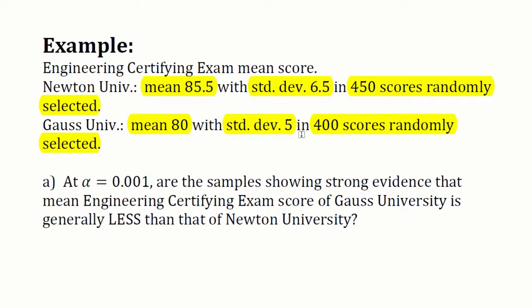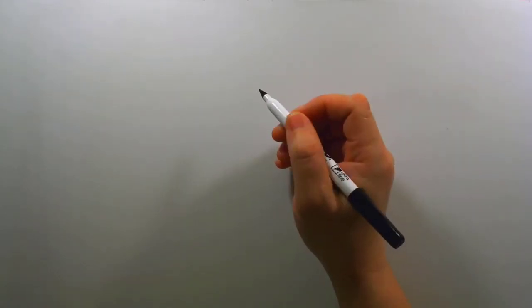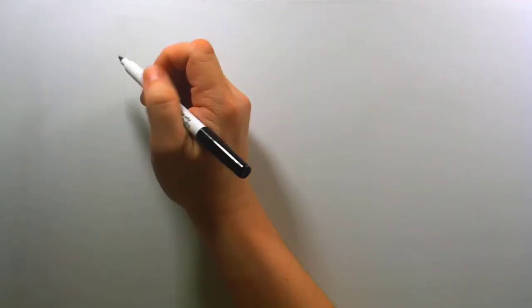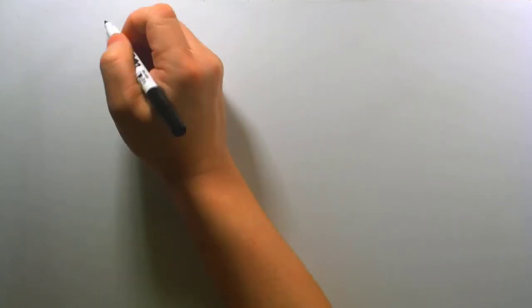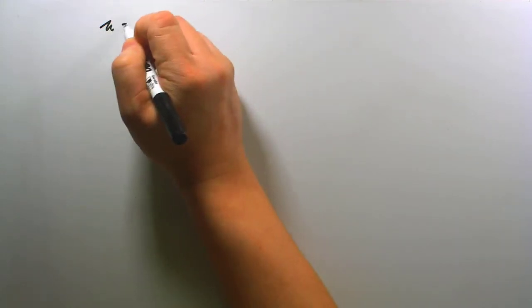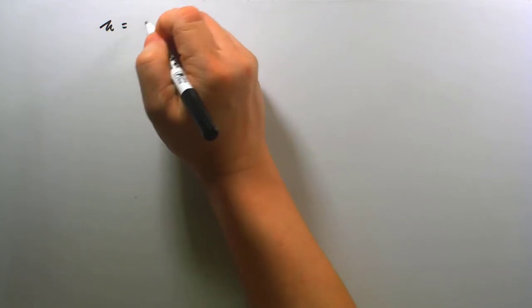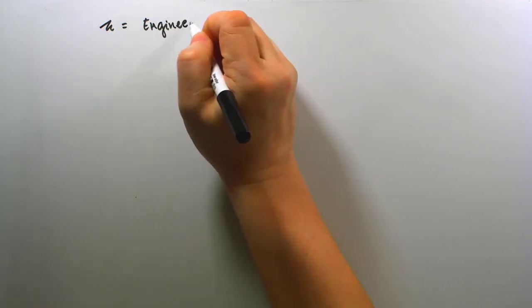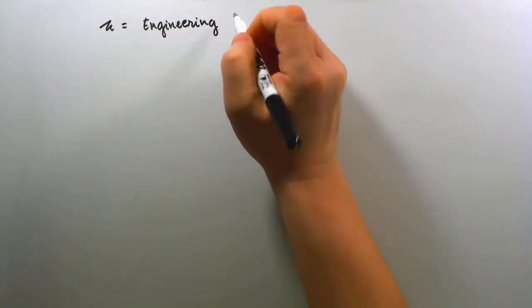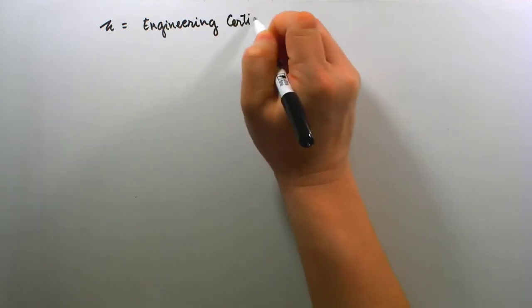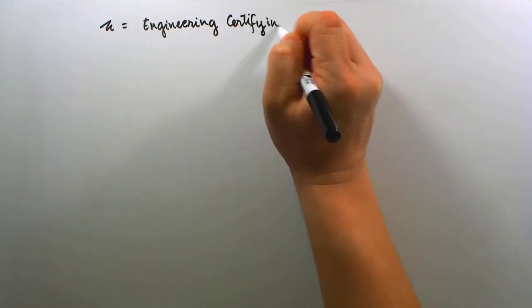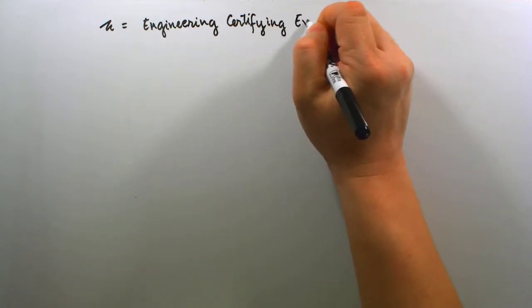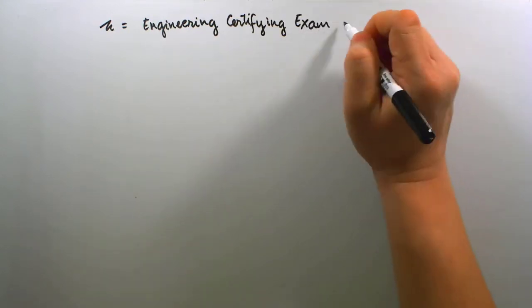And so in this example, as a continuation from our general lecture about comparing two population means, we can draw out some given information as follows. The first thing, as I explained back in the general lecture, is that the main population mean value that we are studying here is the engineering certifying exam mean score.